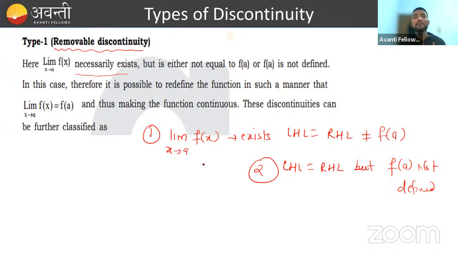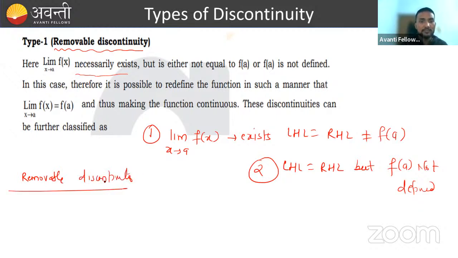So why are we calling it removable discontinuity? Because in this case, it is possible to redefine the function in such a manner that the limiting value will be equal to the function value. So we want to make it continuous. Those kinds of discontinuity which can be removed by redefining the function, I will call removable discontinuity.